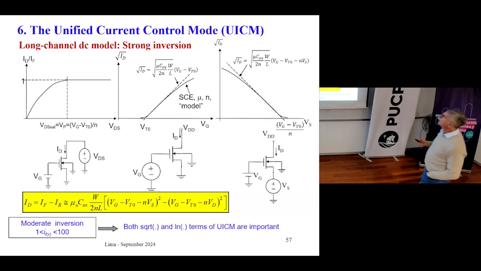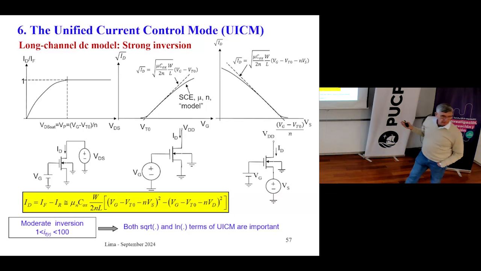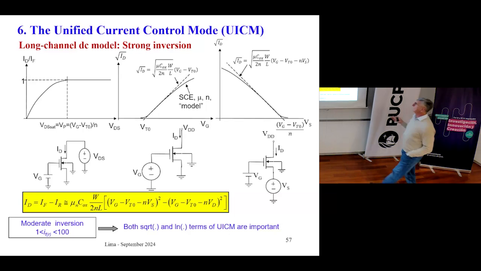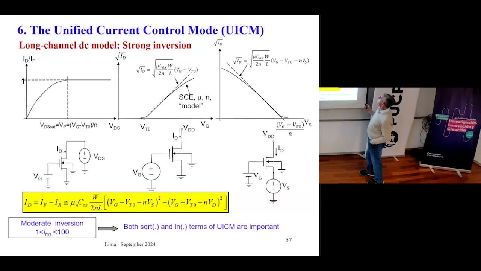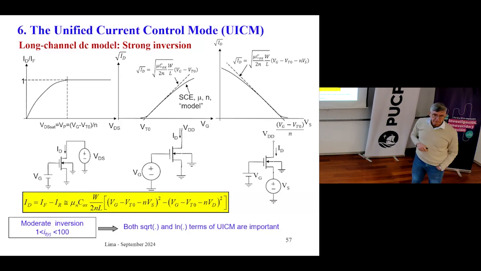Okay? The same happens when you plot square root of ID versus VDS. It's also a square dependence law. And here, of course, the ID increases with increase of VDS. Okay?